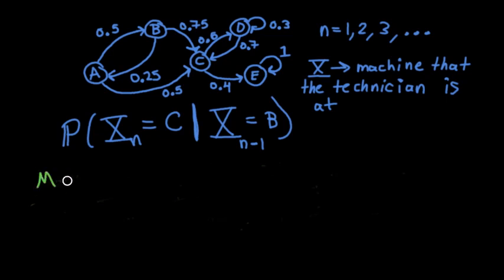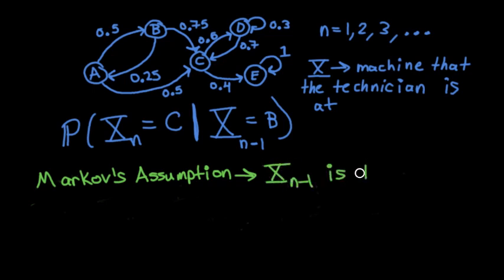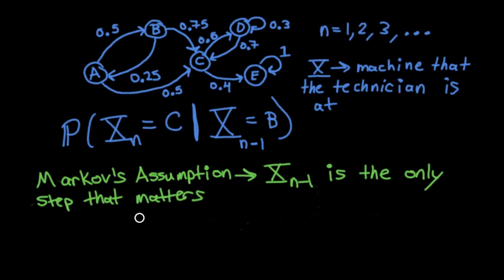We have a couple of assumptions here. The first one is Markov's assumption. Markov's assumption is that Xn minus 1 is the only step that matters. So we're not worried about the state at n minus 2 or the state at n minus 3, and so on. All that matters is where you were before. So given that the technician is at machine A, what is the probability that the technician will go to machine C?